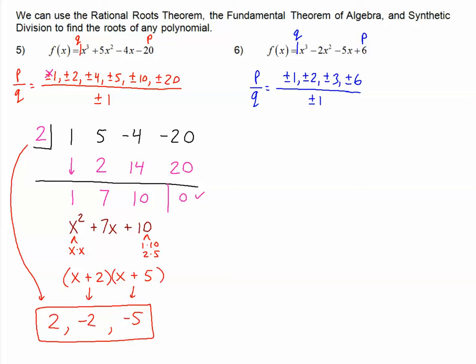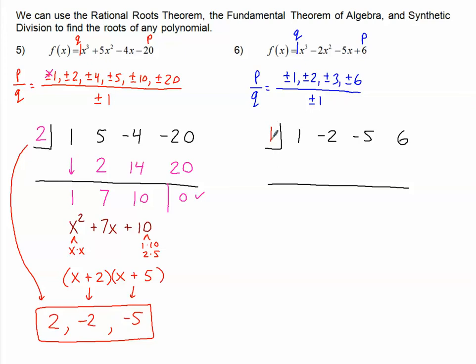And I'm just going to start guessing. I'm going to put my synthetic division down. And I know my coefficients. I've got a 1, and then a negative 2, and then a negative 5, and then a 6. So 1, negative 2, negative 5, and then a 6. The question is, what are we going to guess first? You want to just go in order again? Yeah, sure, why not? Let's plug in a 1.